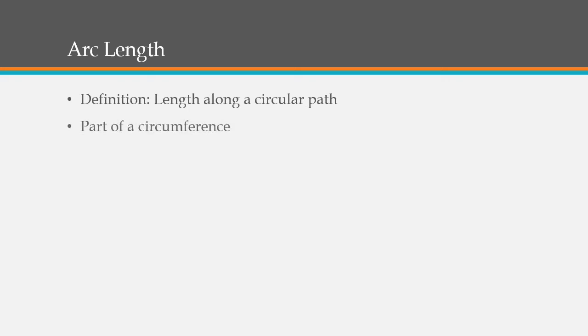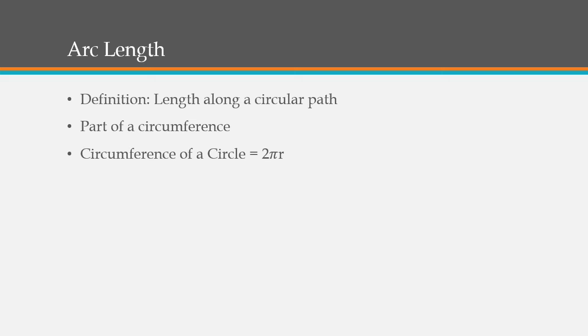In this video, we're going to take a look at arc length. What is arc length? Arc length is the length along a circular path. It's part of a circumference. So let's remember that the circumference of a circle is 2 pi r.